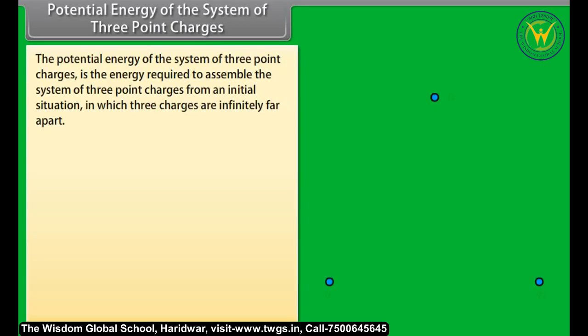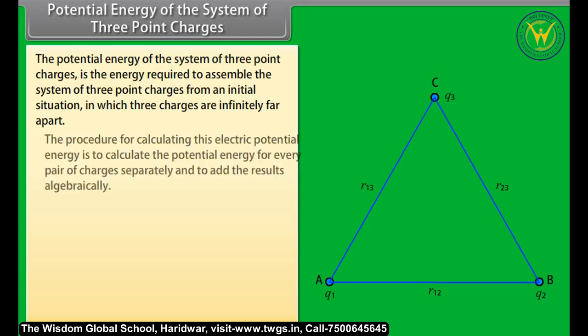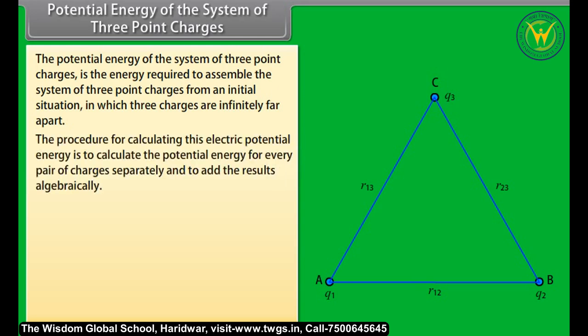The potential energy of the system of 3 point charges is the energy required to assemble the system of 3 point charges from an initial situation in which 3 charges are infinitely far apart. The procedure for calculating this electric potential energy is to calculate the potential energy for every pair of charges separately and to add the results algebraically.